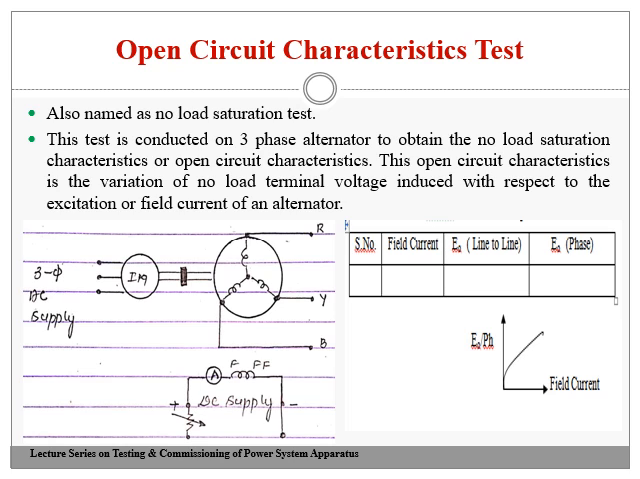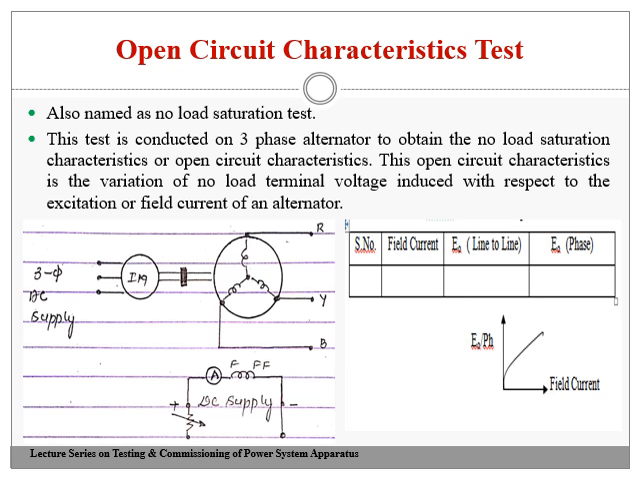After making the connection as in the circuit, we keep the field resistance at the maximum position, keep the stator terminals open, and start the induction motor with the help of any method, maybe a direct on line (DOL) starter or an auto transformer starter. We apply the rated voltage to the three-phase induction motor, and it runs at its rated speed. Since it is connected to the alternator, the alternator also rotates at its rated speed.